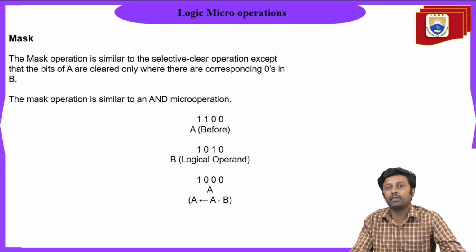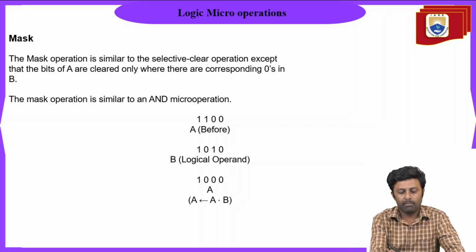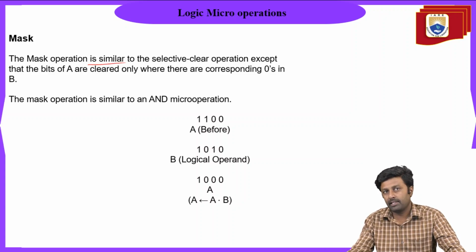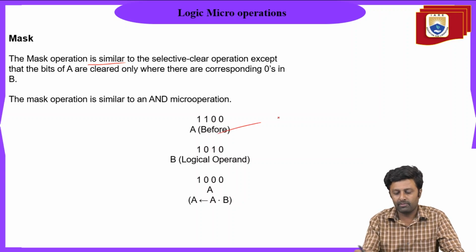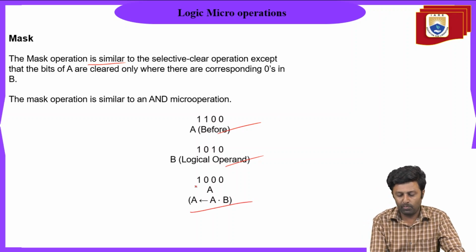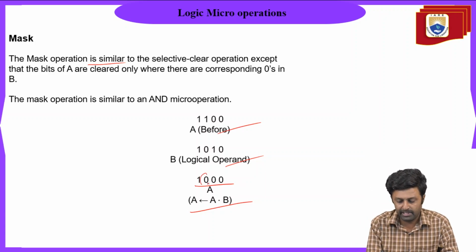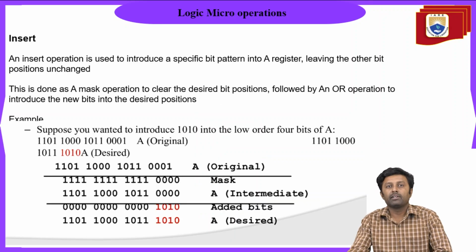Then the mask operation can also be done with the help of these logical micro operations. The mask operation is similar to the selective clear operation, except that the bits of A are cleared only where there are corresponding zeros in B. Let us say the A value is 1100, and the B value is 1010. So the operation is A equal to A and B. So the output will be 1000. So to mask a particular bit, here the third bit is masked. So like this, we can perform the different operations here.